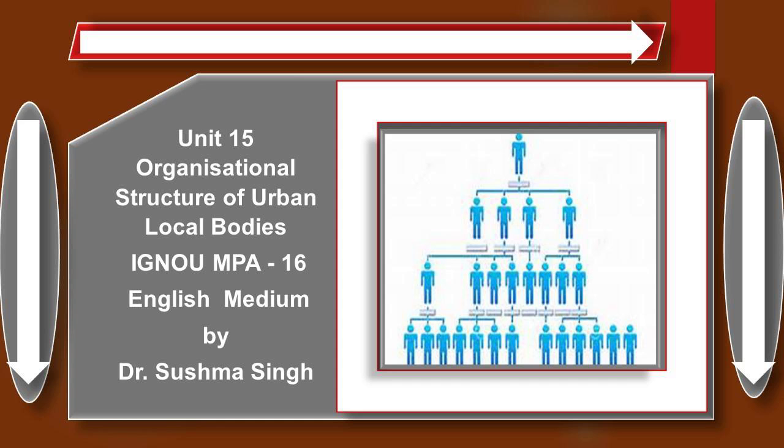Now the third phase, 1992 onward. The 74th Amendment of the Constitution is a landmark in the history of urban local government in the country. The Act provides for a constitutional status to urban local government institutions. It contains two types of provisions, mandatory as well as discretionary.